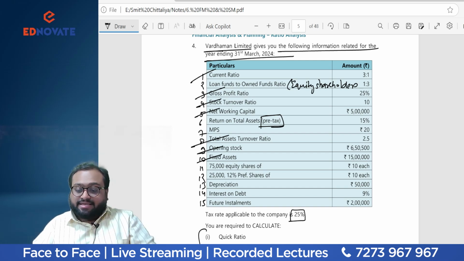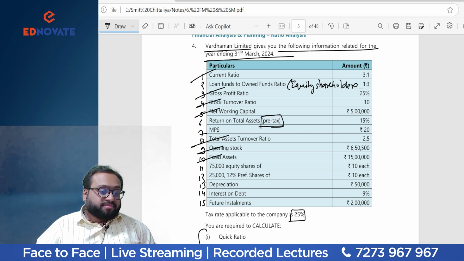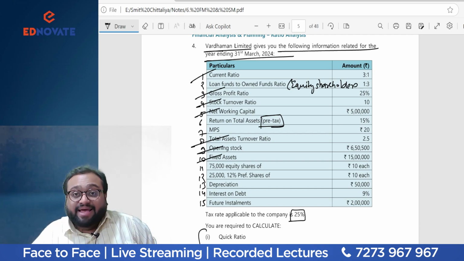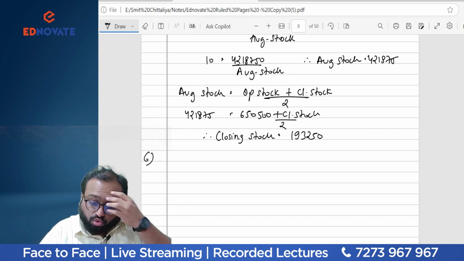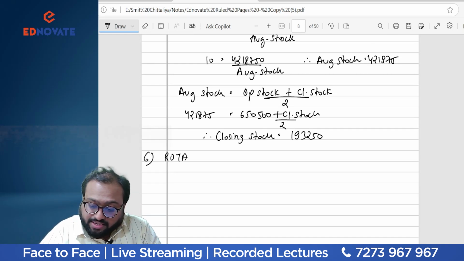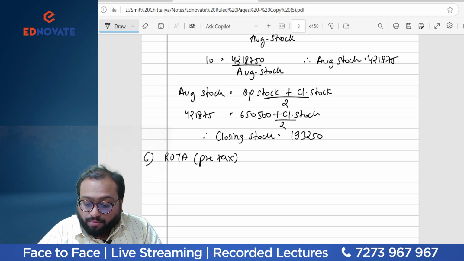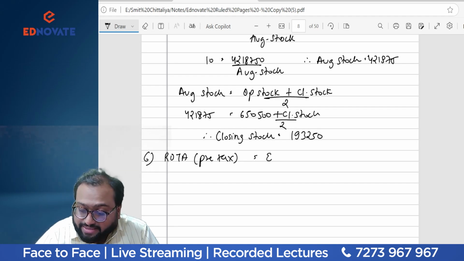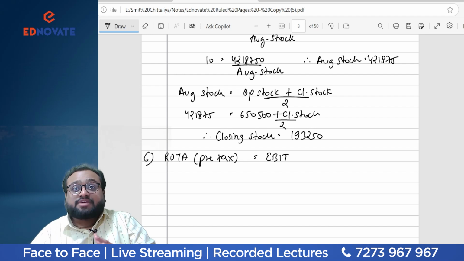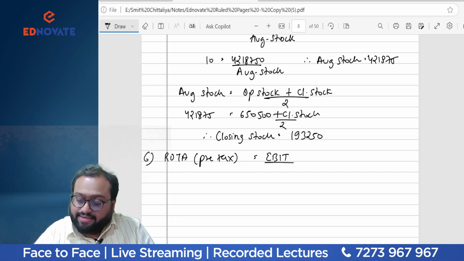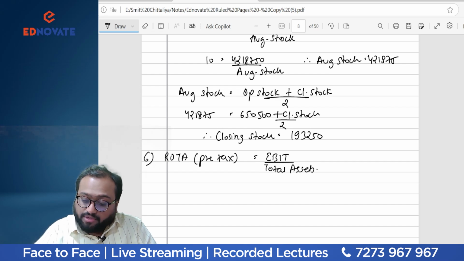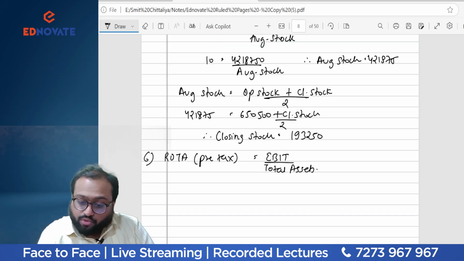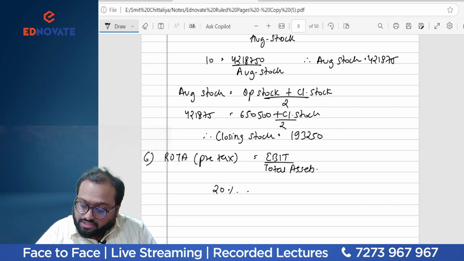So I can see the sixth item, that is return on total assets. And for return on total assets, I have total assets. They have given us return percent, that is before tax. Yes, sir, pre-tax. So return on total assets pre-tax. And we know the formula. If it is pre-tax, it will be EBIT. If it is post-tax, it will be EBIT (1 minus tax). So EBIT divided by total assets. How much is the return on total assets? It is 20%. So 20% is equal to EBIT upon total assets.